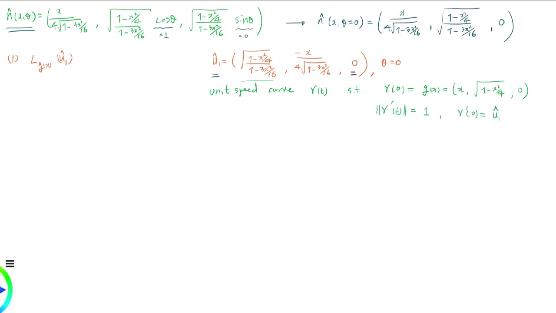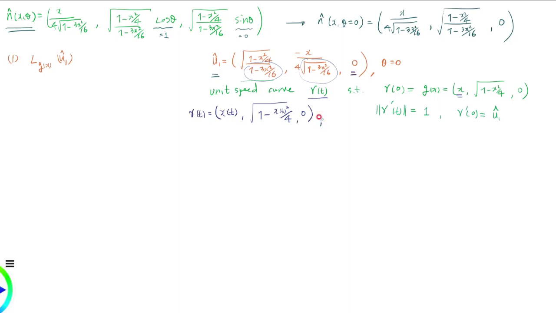Okay. By the way, you can do it by yourself, but by the virtue of the surface of revolution here, actually by taking the normalization of this u1 vector field, we can think that for this unit speed curve gamma of t, this x variable is a function of t here, and then each gamma of t is nothing but this generating curve here, square root of 1 minus x of t square over 4 comma 0.